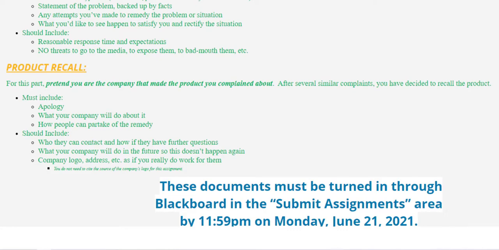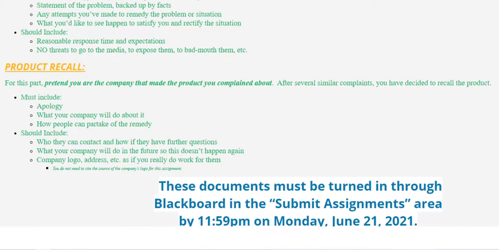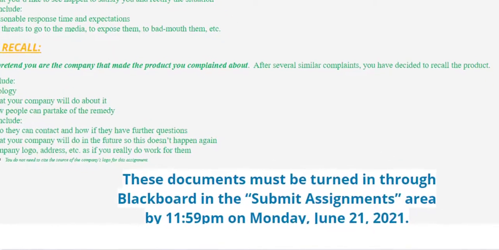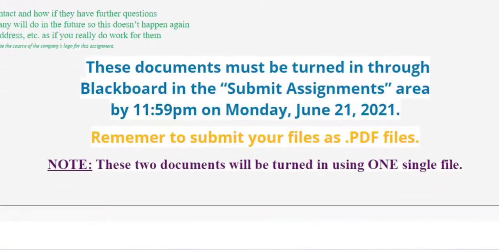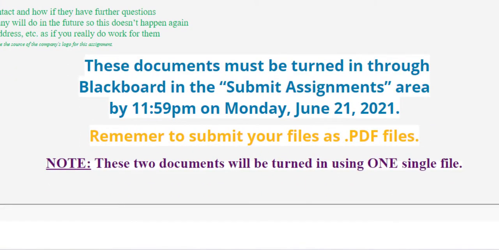Again, since this is a non-project assignment, you will not have a peer review to worry with. So simply turn in your assignment by the due date on the course calendar. And remember that both files come in one PDF, and you should be good to go. If you have any questions or concerns, please email me, and I will get back to you as soon as I can.